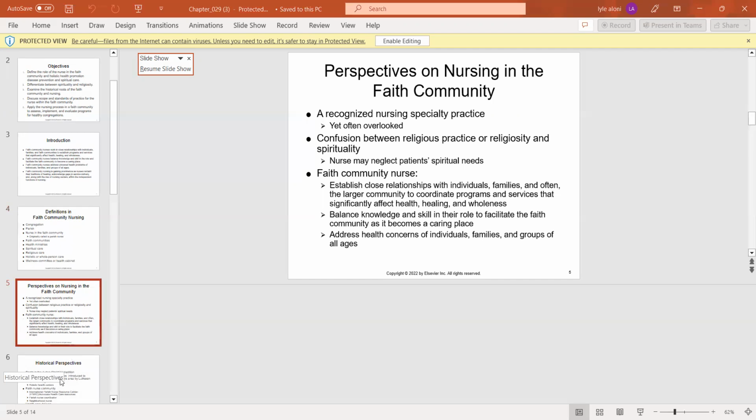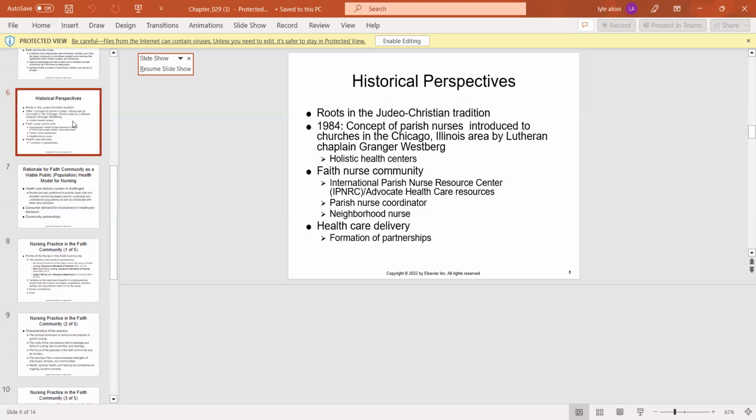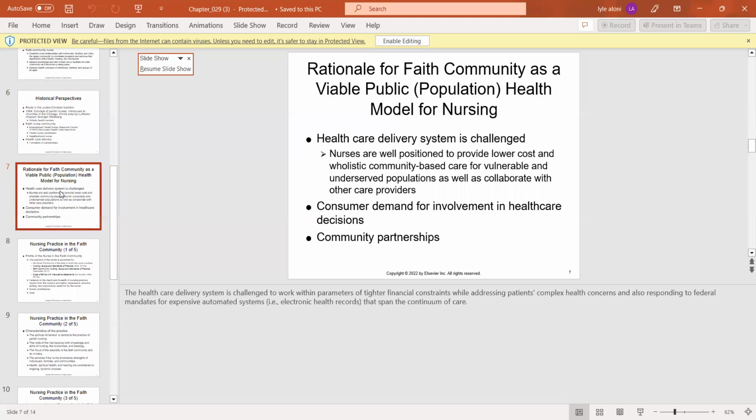When we take a look at our historical perspective, in 1984 the concept of parish nurses was introduced in churches in Chicago, and we see it as holistic health centers. We have healthcare delivery and formation of partnerships that we do. There's a lot of autonomy with our parish nursing that we see as well. Healthcare delivery systems are challenged to work within parameters of tighter financial constraints while addressing complex health concerns.